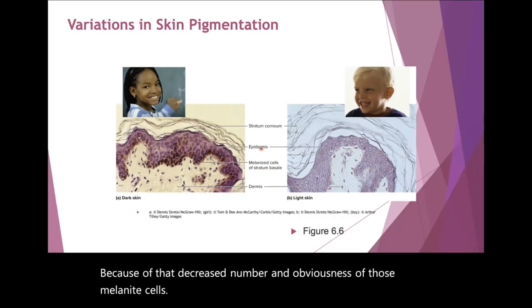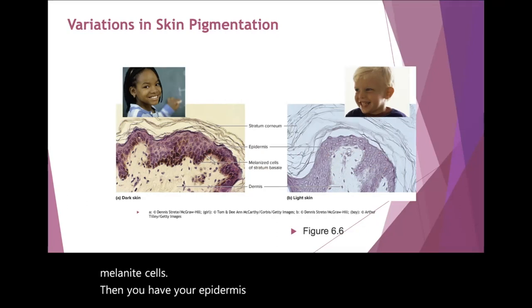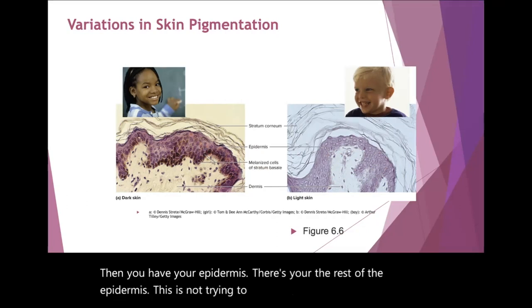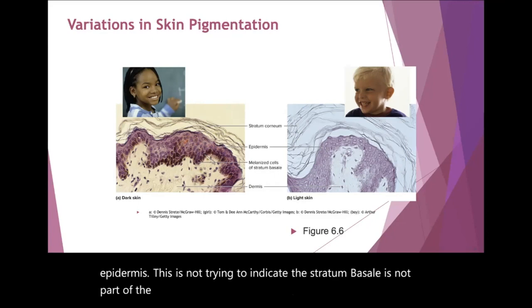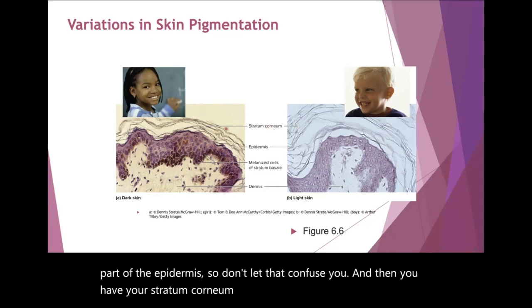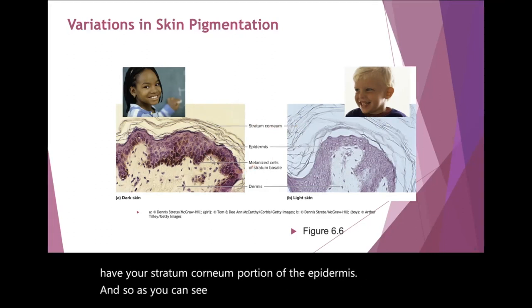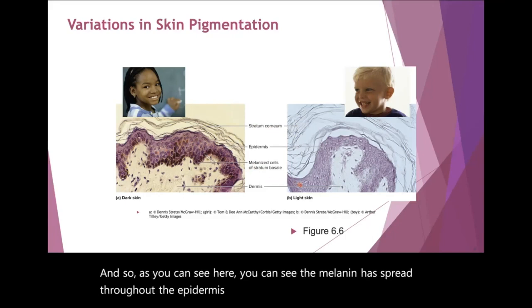Then you have your epidermis, and there's the rest of the epidermis. This is not trying to indicate the stratum basale is not part of the epidermis, so don't let that confuse you. And then you have your stratum corneum portion of the epidermis. As you can see here, the melanin has spread throughout the epidermis, versus in the lighter skin it does not.